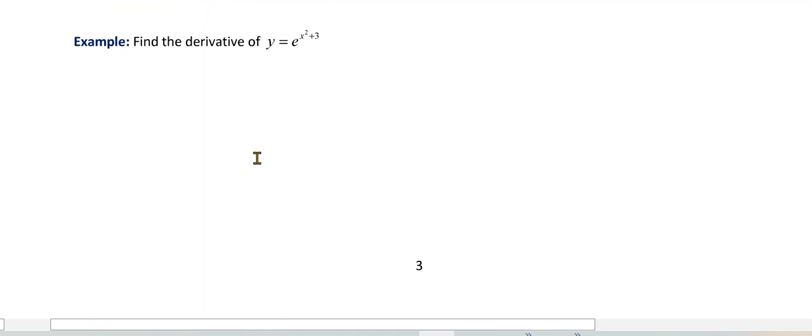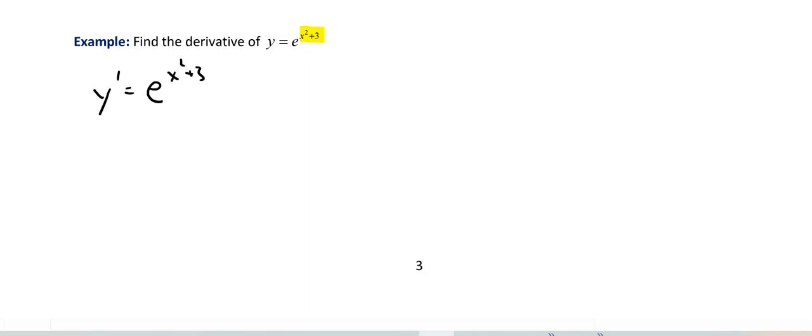The exponential again. The exponent, as always, with an exponential is my inside function. So we have y prime is e to the x squared plus 3. And now we tack on the derivative of the inside function, 2x. That is the derivative.